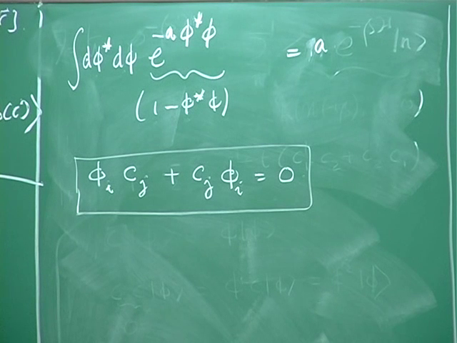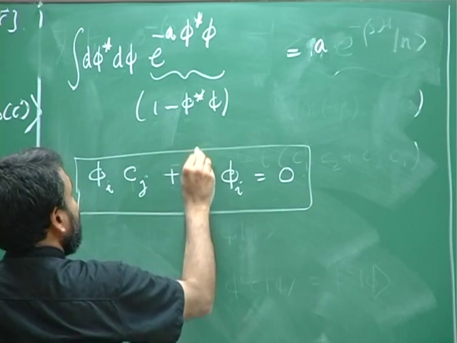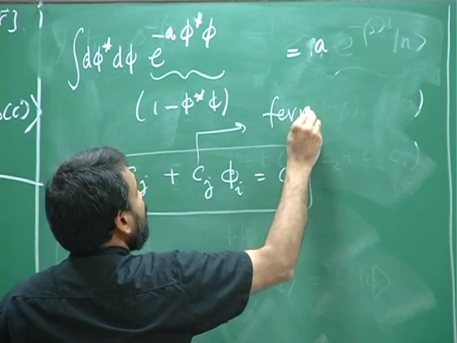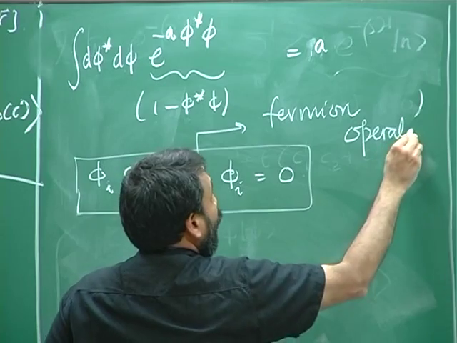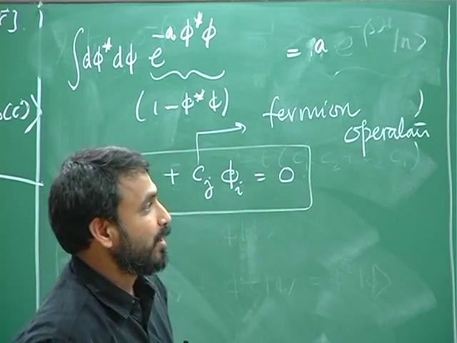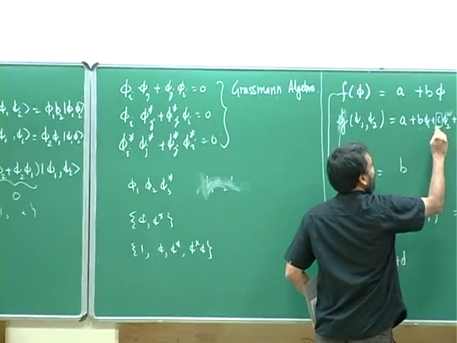Sorry? C is these operators. Oh, I see that the C is overloaded, no? I see, okay. So sorry. So this C, this is a complex number here.